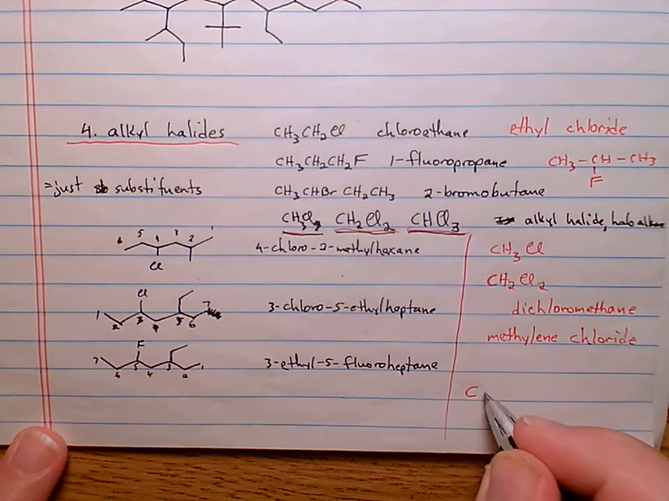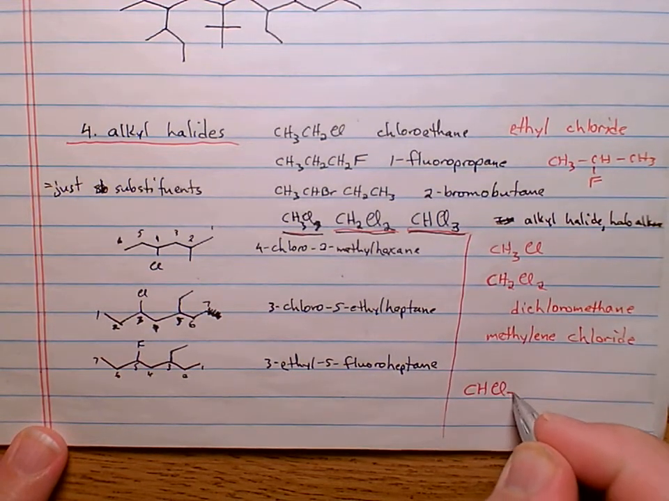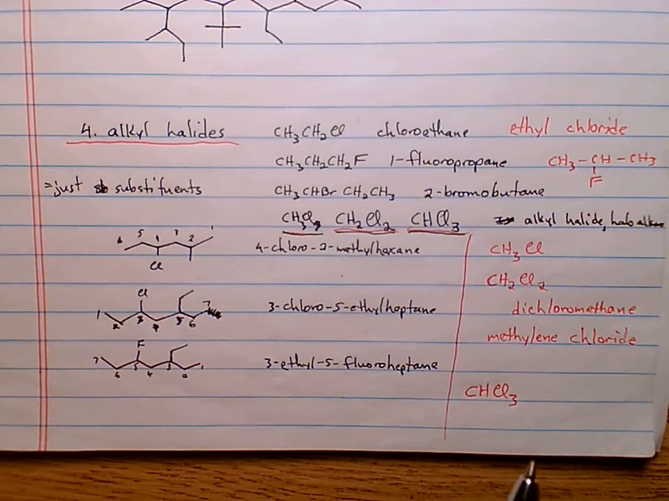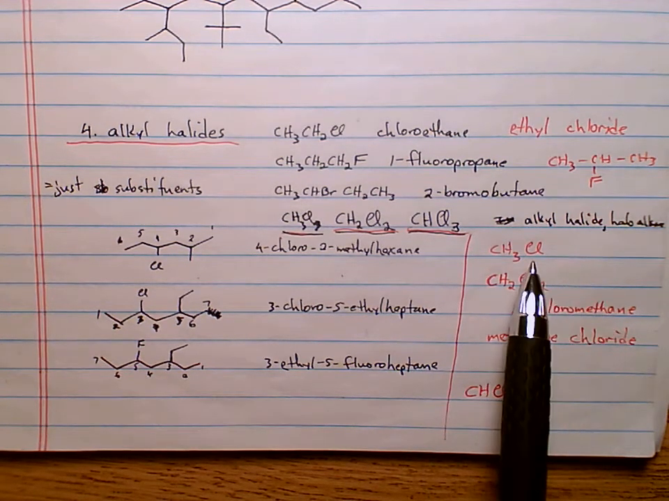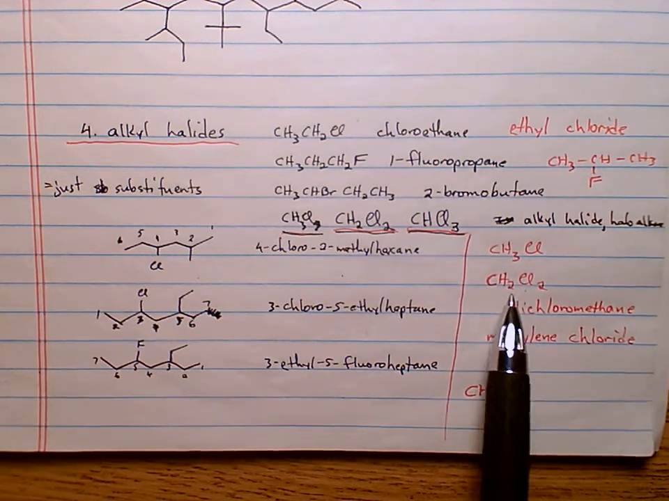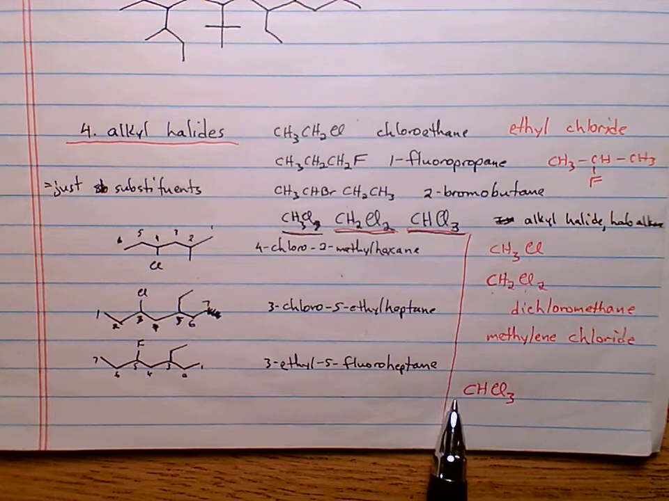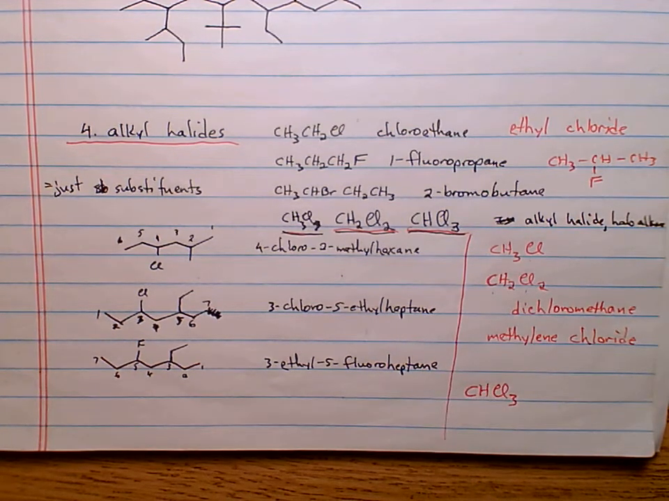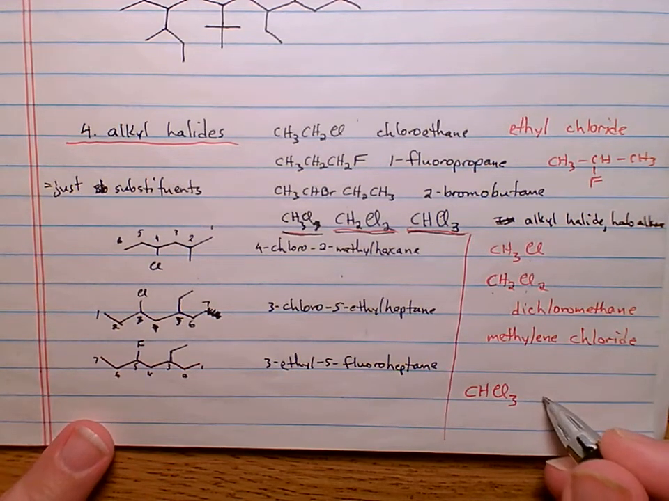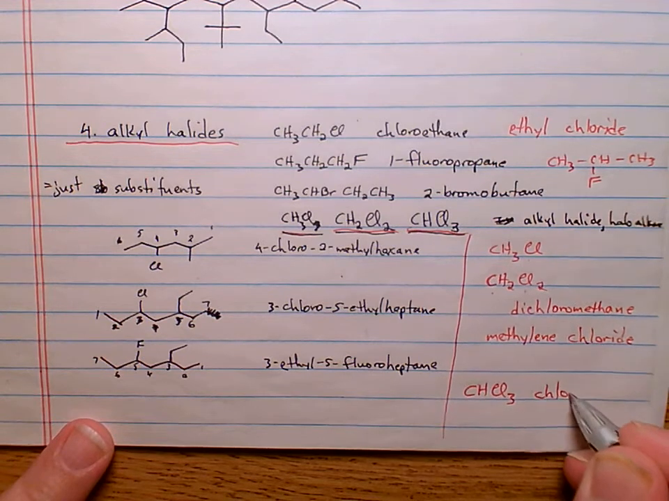And finally, CHCl3. What would IUPAC call it? Well, chloromethane, dichloromethane, IUPAC would call this trichloromethane. You'll be happy to note, or maybe not, nobody calls this trichloromethane. This is called chloroform.